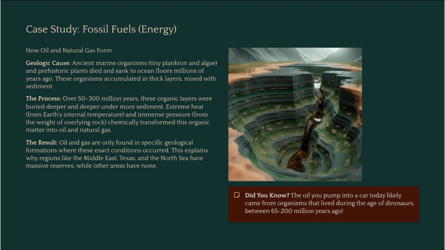Consider fossil fuels like oil. They didn't just pop up everywhere. To create oil, you need vast amounts of ancient marine organisms and plants to be buried under layers of sediment. Then, over millions of years, heat and pressure from the Earth's interior slowly cook that material into liquid oil. This specific chain of events only happened in certain places, which is why a few areas, like the Persian Gulf or parts of North America, hold the world's largest oil reserves.